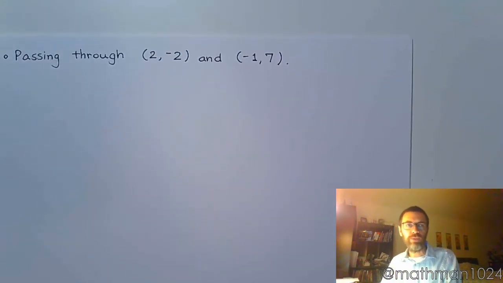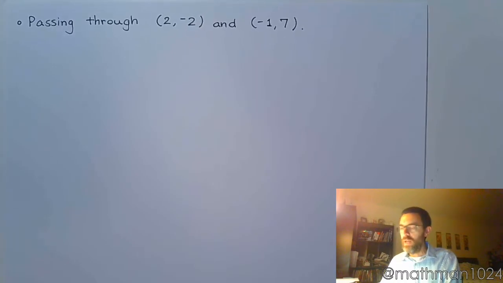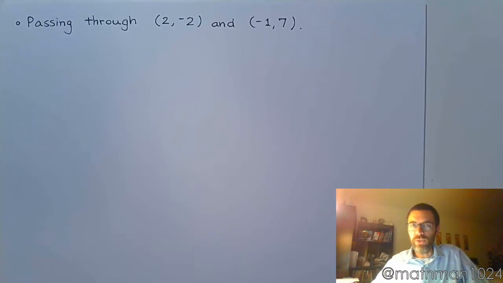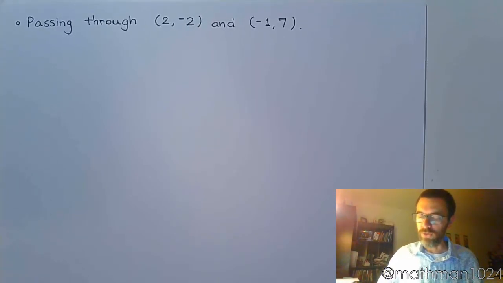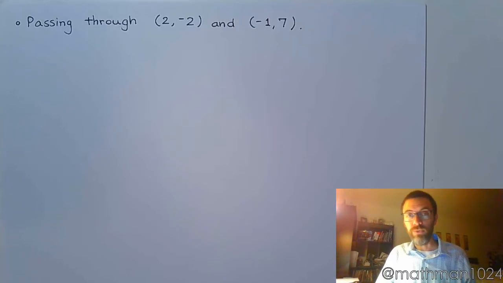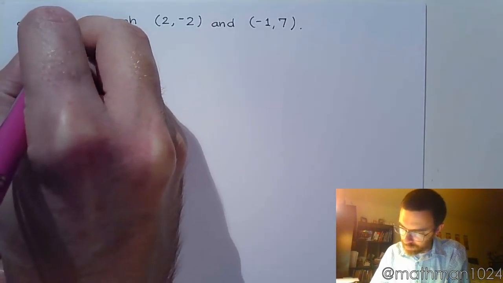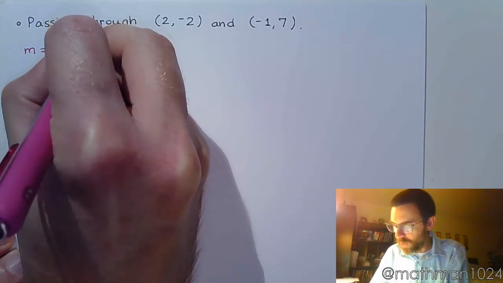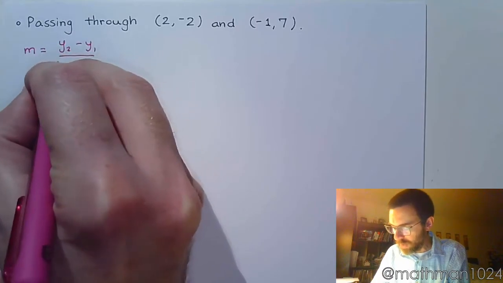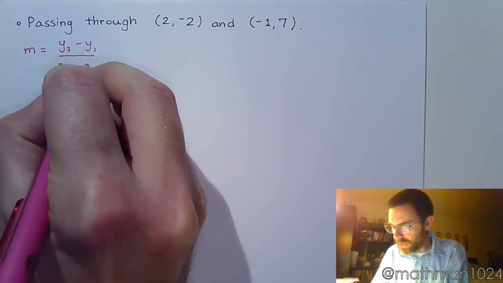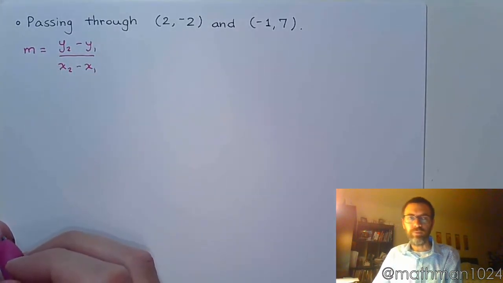So here is an example of one where it's passing through 2 points. It's kind of frustrating because they don't tell you the slope. But good news for us is that we already know the formula for the slope. So remember that the formula for slope is the change in y over the change in x.